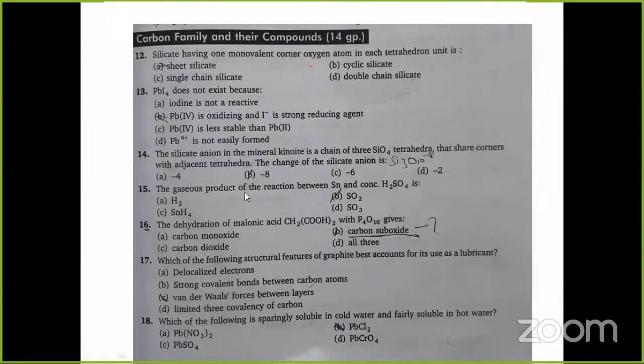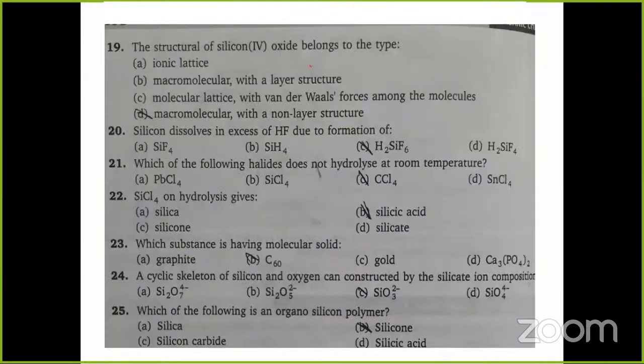Okay, the gaseous product of the reaction between tin and concentrated H2SO4. The dehydration of malonic acid with phosphorus pentoxide gives. And which of the following is sparingly soluble in cold water and fairly soluble in hot water? And lead tetraiodide does not exist due to, the options are there. And the silicate having one monovalent corner oxygen atom in each tetrahedron unit is. So these are the related questions in the 4th group family.